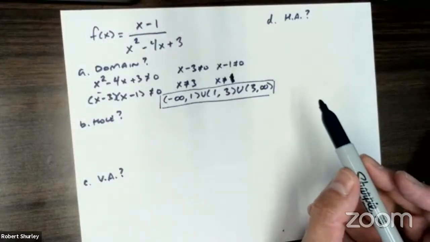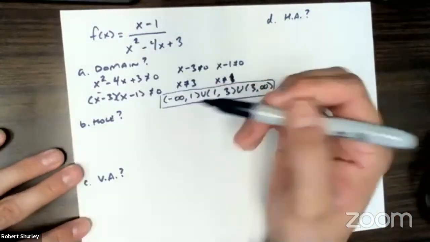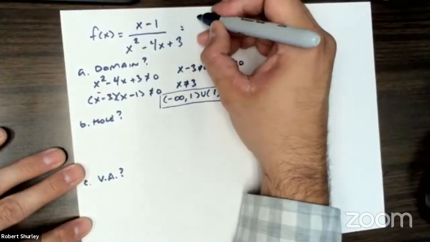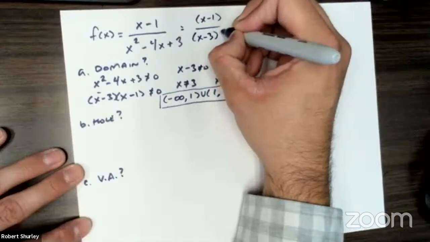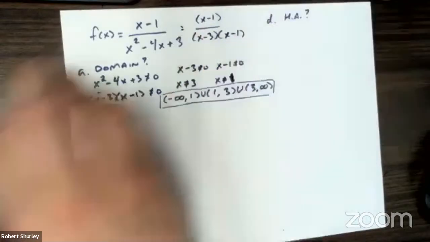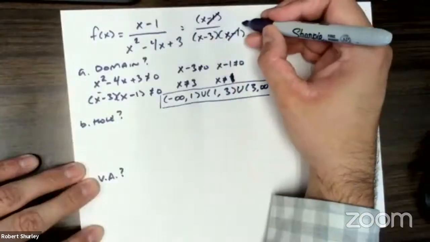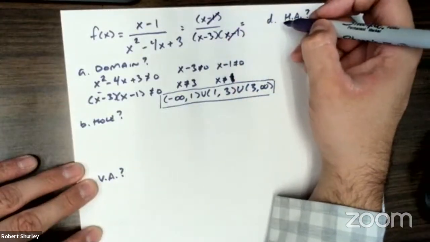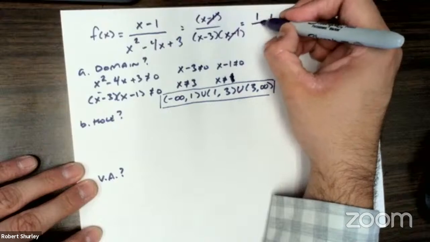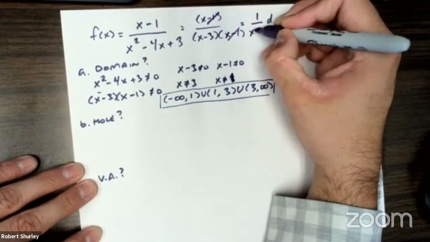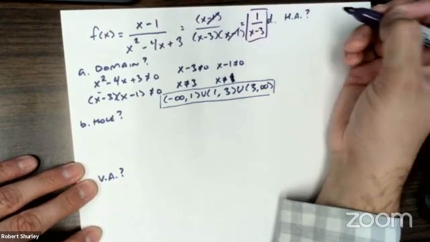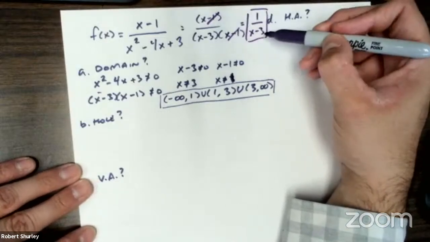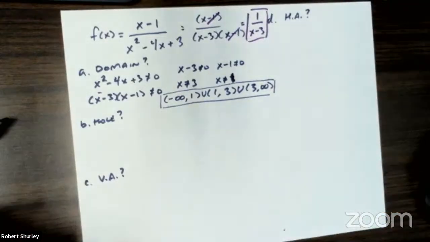It's a great question, actually, because it is going to simplify, right? I already got to that part. This is x minus 3 over x minus 1, right? The x minus 1s cancel, and that leaves us with 1 over x minus 3. I'm boxing it in just so we can see it. This is the simplified function.